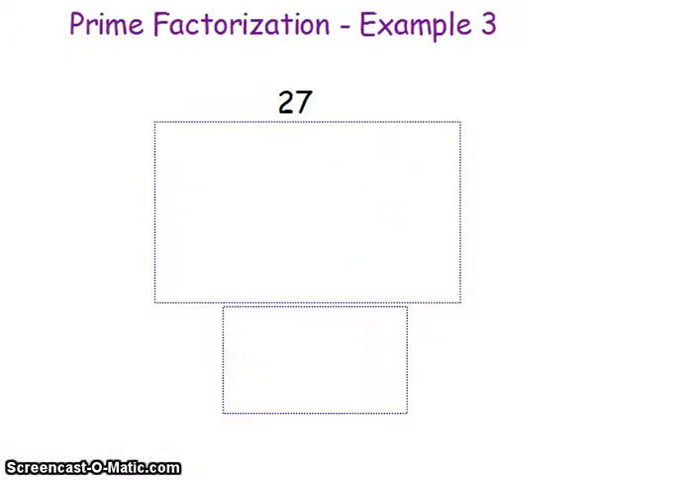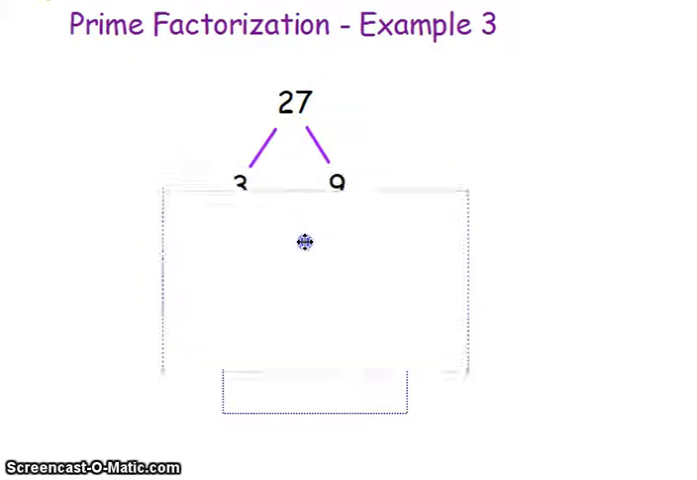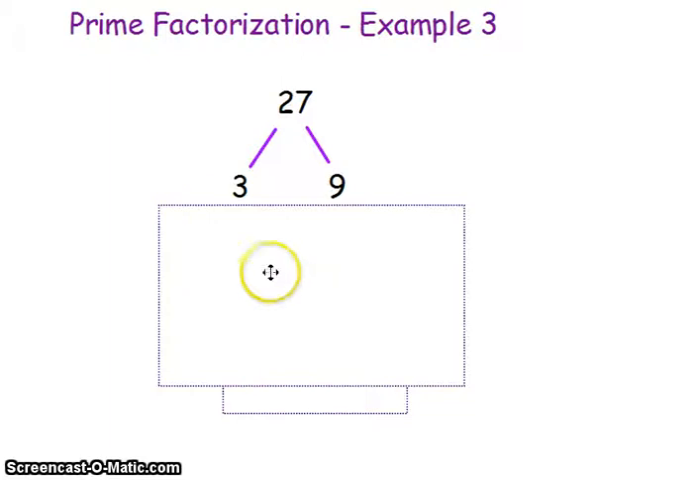Okay, now let's find the prime factorization of the number 27. What two numbers multiply together to make 27? 3 times 9. Okay, now we need to look at the number 3. Is 3 a prime number? Yes. So I'm going to draw a circle around it.